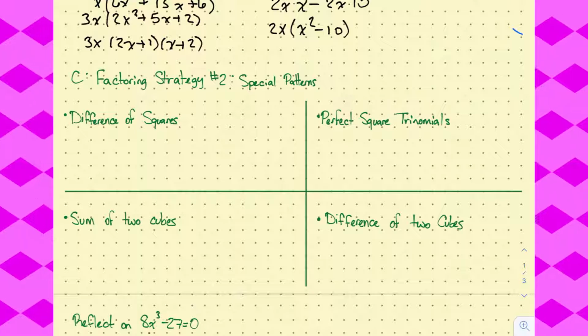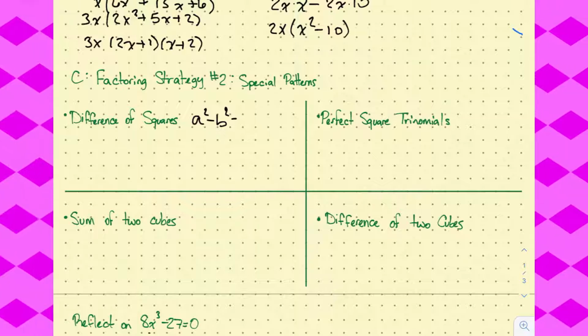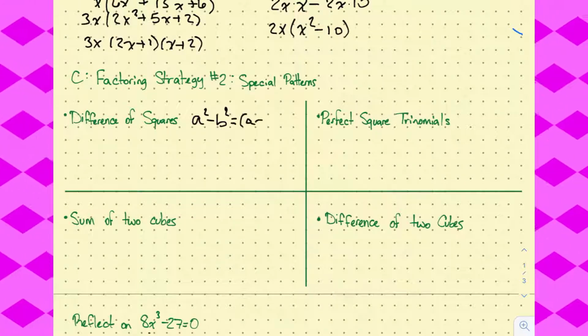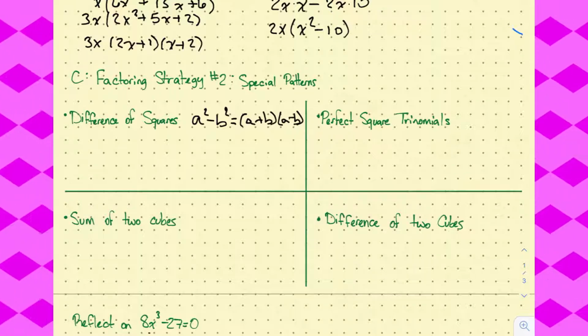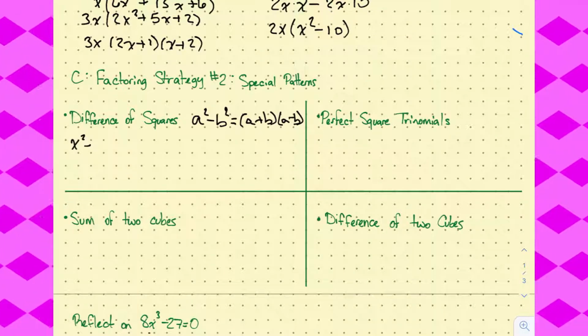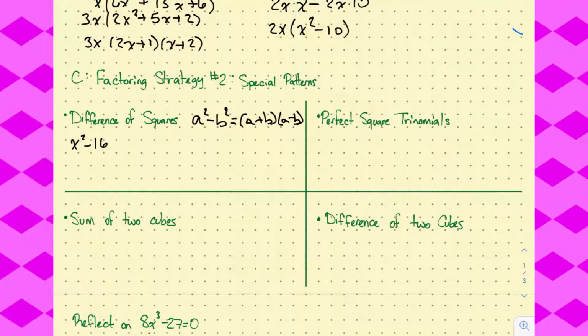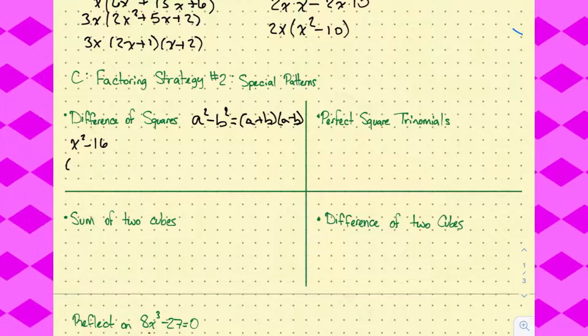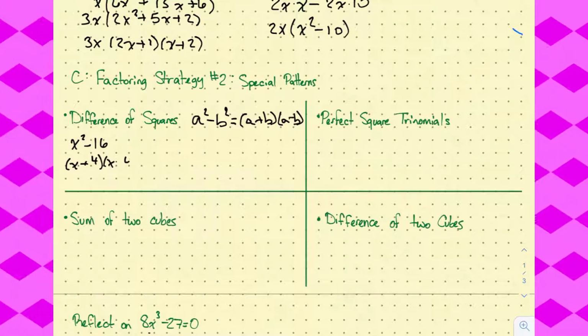A difference of squares is the difference of 2 squared terms, and it factors into a plus b, a minus b. So just so we can see an example, if we have something like x squared minus 16, that x squared is a perfect square term, so is 16, because the square root of 16 is 4. So this will factor into x plus 4, x minus 4.